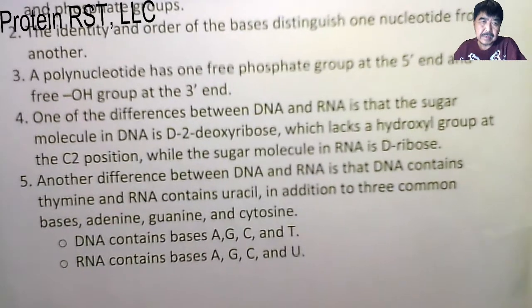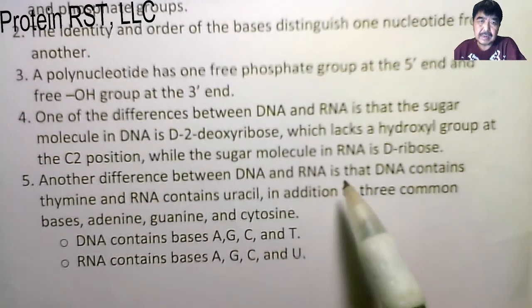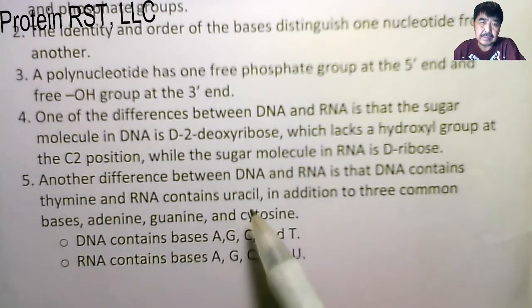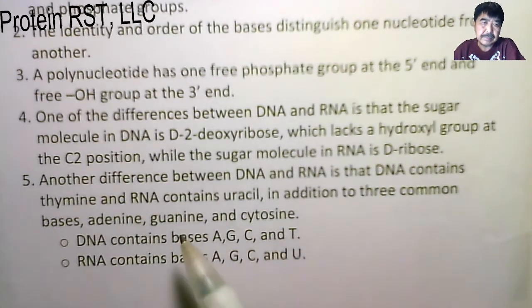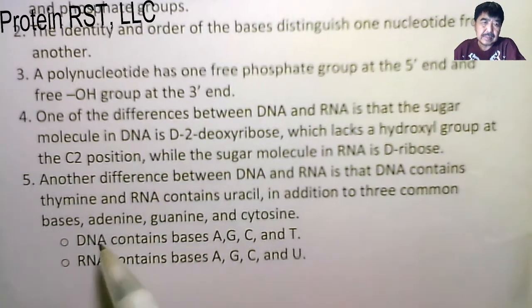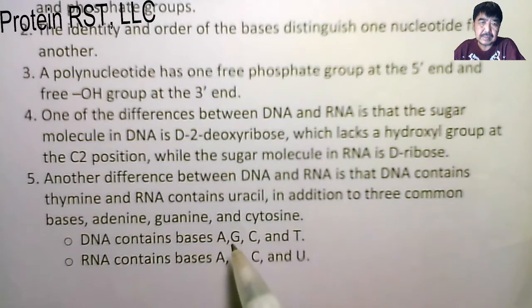Number 5, another difference between DNA and RNA is that DNA contains thymine and RNA contains uracil, in addition to the 3 common bases: adenine, guanine, and cytosine. In summary, DNA contains the bases A, G, C, and T. RNA contains the bases A, G, C, and U.